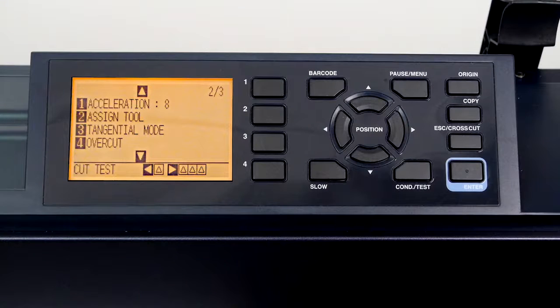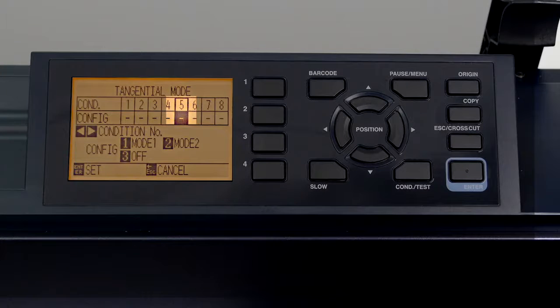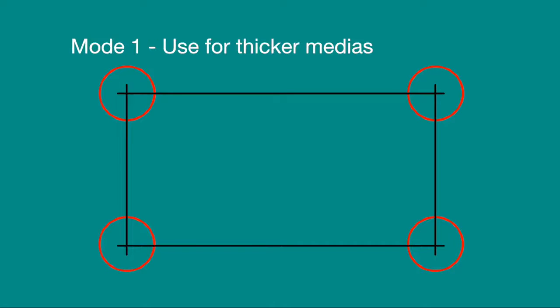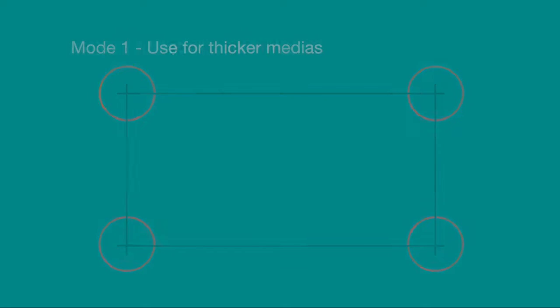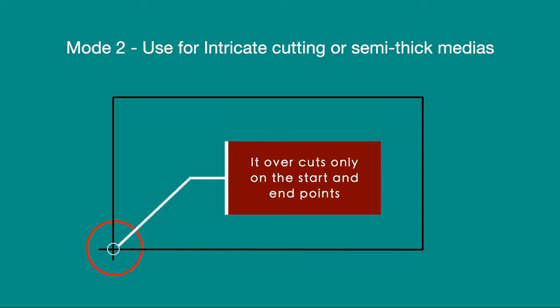To enable the tangential mode, first press the 3 key. Condition 5 is highlighted, so we now have a choice of pressing 1 for mode 1, pressing 2 for mode 2, or pressing 3 to keep it disabled. Mode 1 will cause the blade to lift at each corner as well as overcuts each corner. It is generally used for thicker media because it provides clean corners. Mode 2 is for semi-thick medias. It will cause the blade to lift at each corner but only overcuts on the corner of the start and end point.